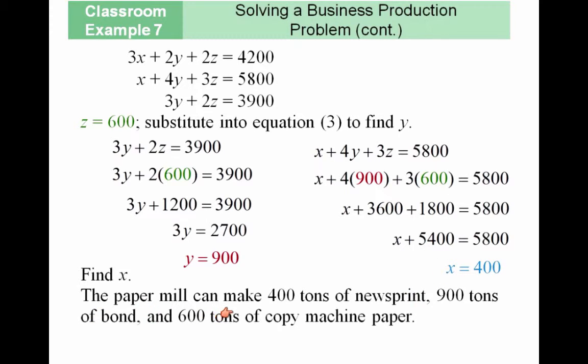So here we have it. The paper mill can make 400 tons of newsprint, 900 tons of bonds, and 600 tons of copy machine paper.